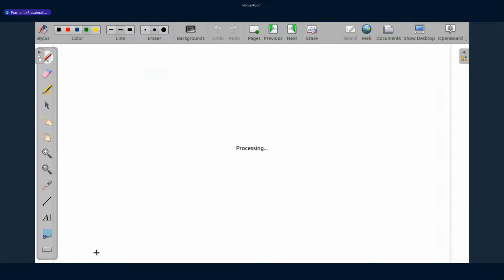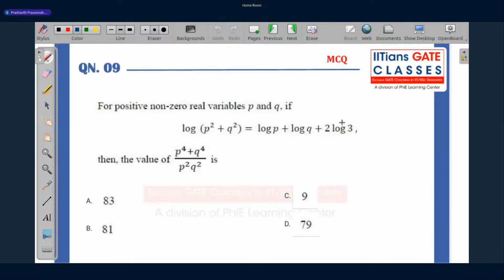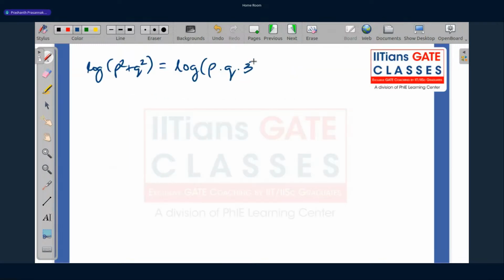So let's start with the given equation. Log of P square plus Q square is equal to log of P into Q into, we had 2 log 3, this 2 I can transfer over here to make it 3 square. That will come to 3 square. Let's take out log from both sides. This will give me P square plus Q square is equal to 9PQ.